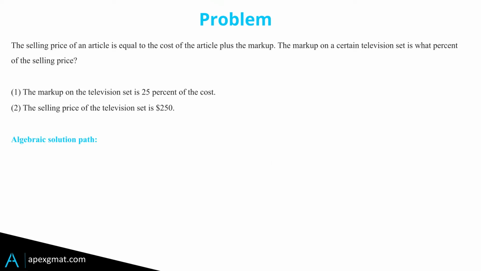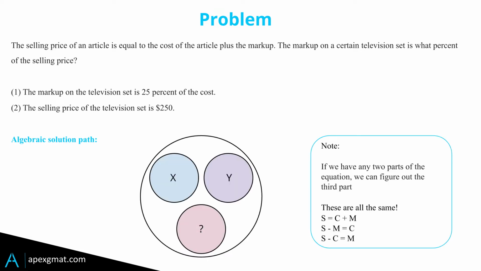This problem describes to us the relationship between the selling price, the cost, and the markup. And notice that while we're going to sketch it out here, the actual relationship doesn't matter to us. All that matters is that if they're asking for one term in terms of the rest, if we have the other terms, that'll be enough.